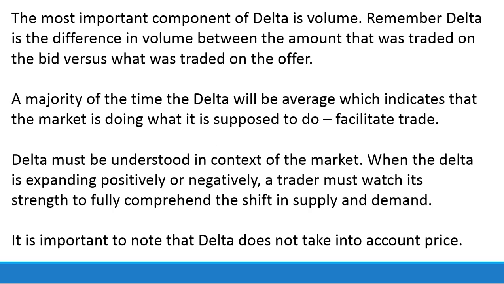Now, let's talk about delta a bit here. The most important component of delta, I think, is the volume. Remember, delta is the difference in volume between the amount that was traded on the bid versus what was traded on the offer. The majority of the time, the delta will be average, which indicates the market is doing what it's supposed to do. When I say average, it'll be just a normal number, not a big number.